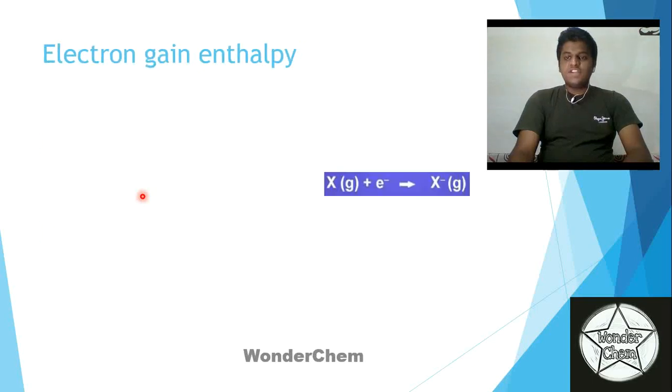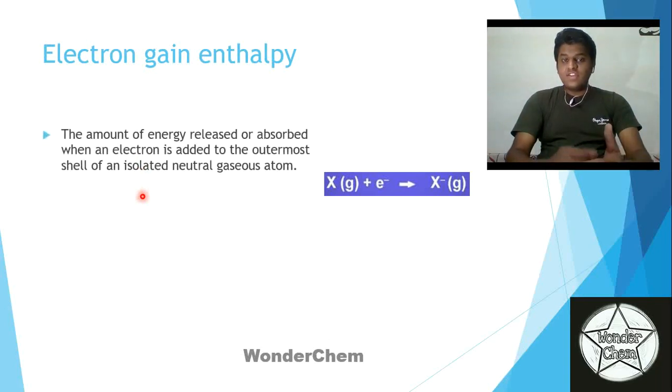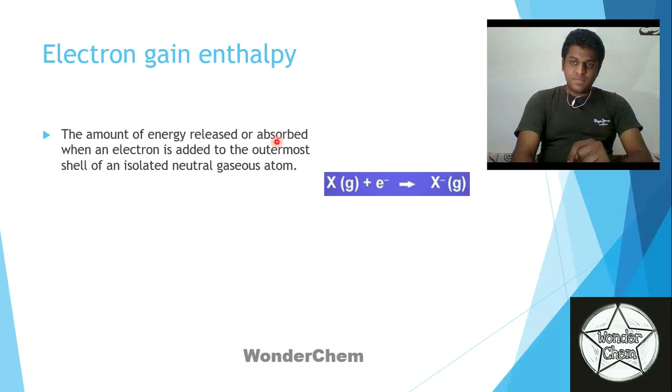Next, we shall go ahead with electron gain enthalpy. When I say electron gain enthalpy, this is for an atom which can take up a new electron. The definition goes like this: the amount of energy released or absorbed when an electron is added to the outermost shell of an isolated neutral gaseous atom. When I say this, there are two special words to note, that is released or absorbed. Talking about energy, I just want to give you one more example, and this concept is a very important one for the knowledge of chemistry.